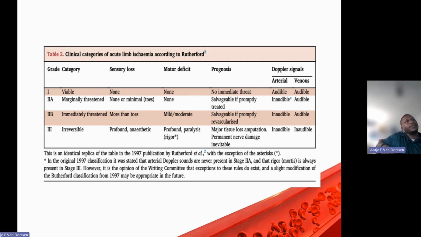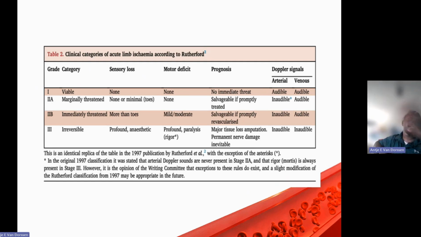The bit of a gray zone is usually, of course, between the 2A and the 2B. Because 2A is marginally threatened. You still have sensation, but it is just diminished, and there's no motor deficit at that time. It's a patient that is likely going to need urgent intervention. And 2B is also an immediately threatened limb. The sensation is also very diminished, and of course, you also have some element of motor deficit. And now this patient is really an emergency. It's someone you really need to intervene on quicker.